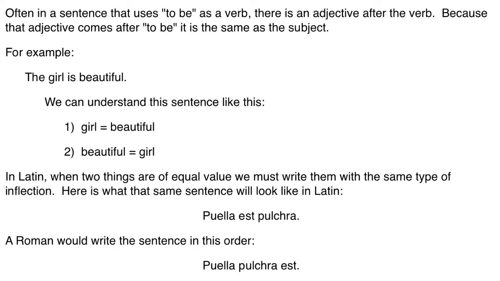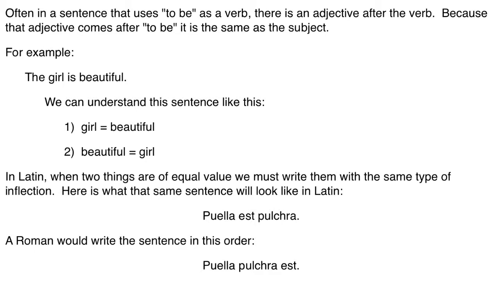Often in a sentence that uses to be as a verb, there is an adjective that comes after the verb. Because that adjective comes after to be, it is the same as the subject. For example, the girl is beautiful. We can understand this sentence in two ways. The first way is that the girl is equal to beautiful, and the second way is that beautiful is equal to the girl.